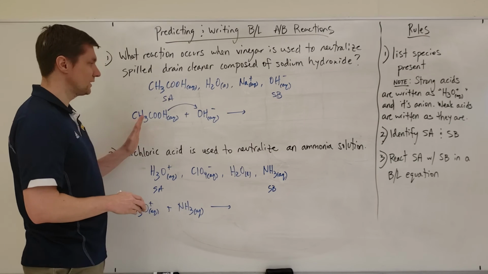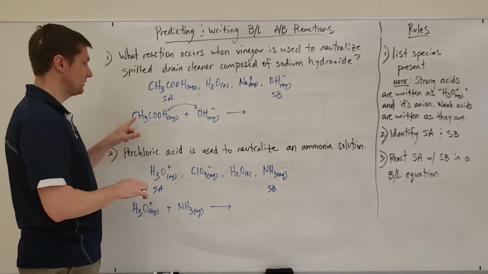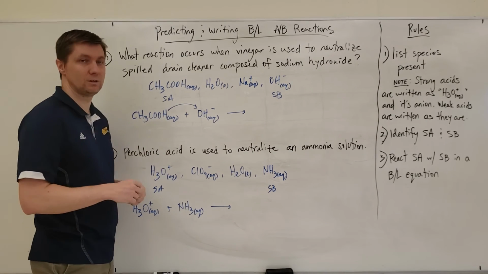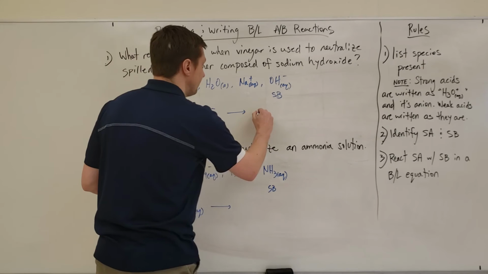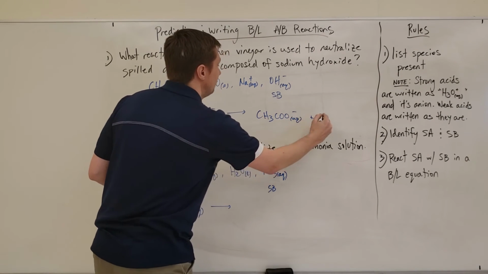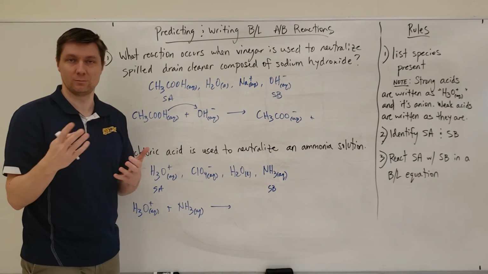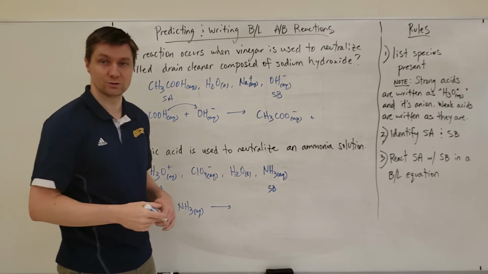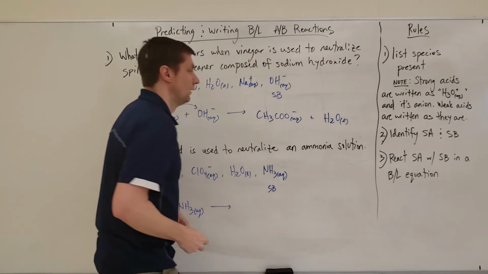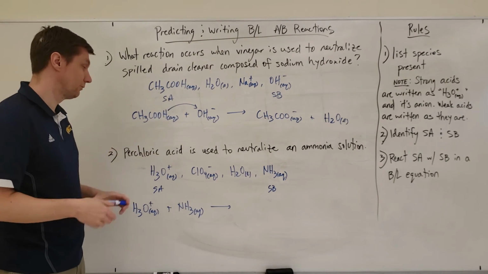And so this helps me now write out what my products are over here on this side. So this CH3COOH is losing an H positive, which means it's going to become the acetate ion. And this OH minus is gaining an H plus, which means it's going to become HOH, or in other words, just water. And so there's my equation, and that's all you really got to do.